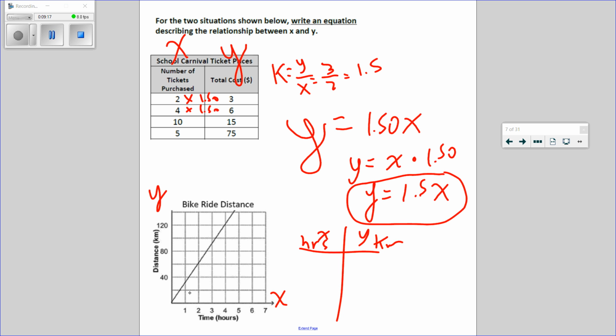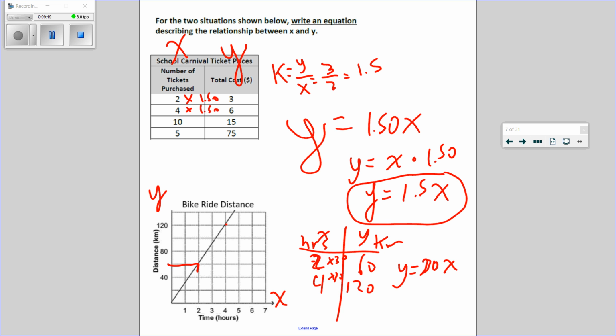So in 1 hour, I'm not really sure what that is, so I'm going to skip it and do 2 hours. It is 60. 4 hours is 120. So what is the relationship between x and y? Some of you will be able to find that relationship without doing the constant of proportionality. It is times 30. So the relationship is y equals 30x.